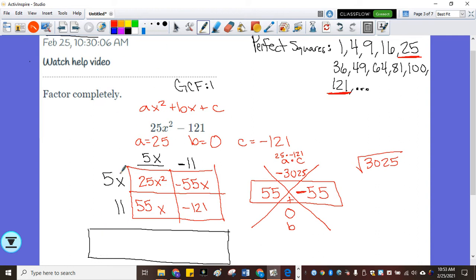When you are factoring, the outside of your box is your answer. The inside of your box is if you're multiplying. In parentheses, 5x 11, 5x negative 11. I can put a 1 in front of that because the greatest common factor is 1, but it doesn't matter.